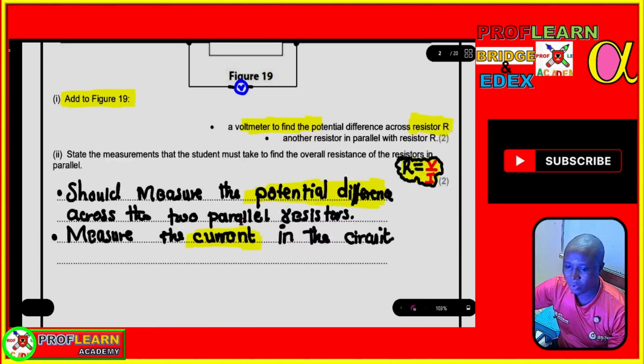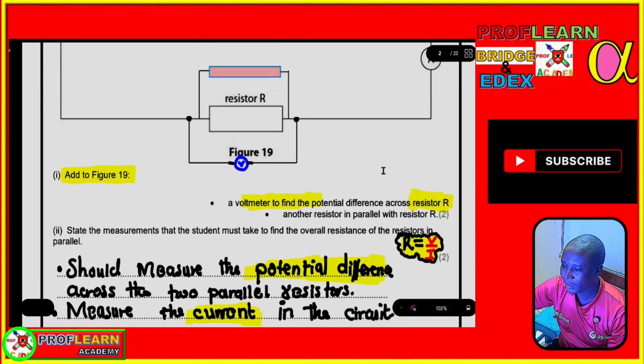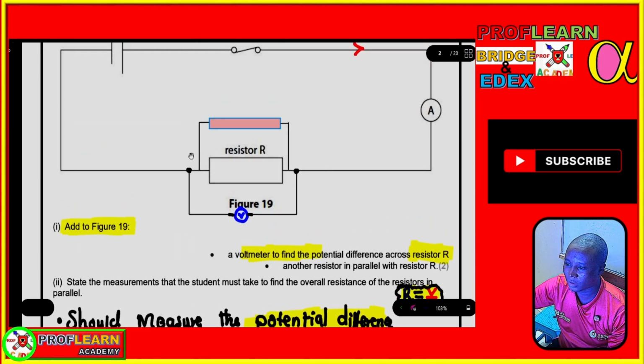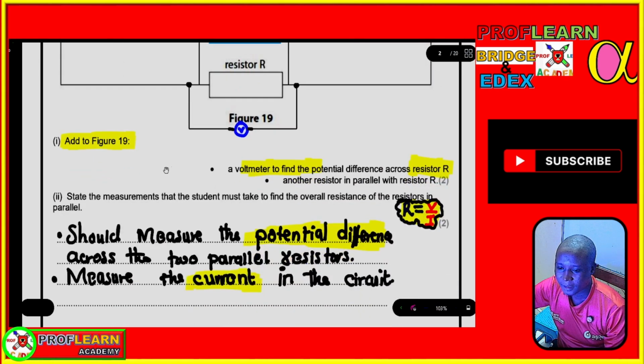And we were also asked to add a resistor R that is parallel to the other. So that is why you can see I decided to add another resistor which is parallel to resistor R. State the measurement that the student should take to check the overall resistance.